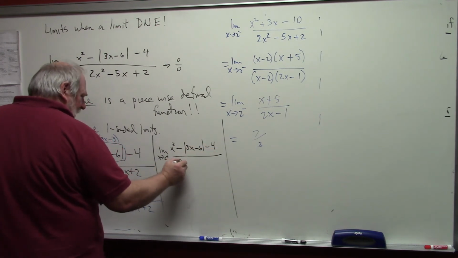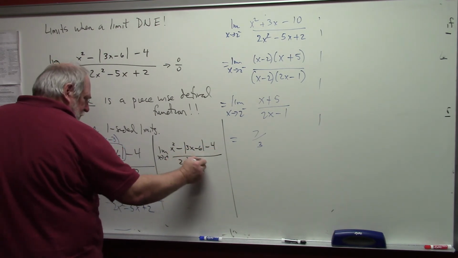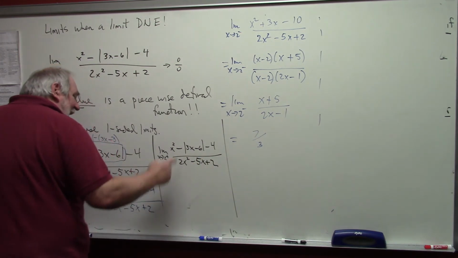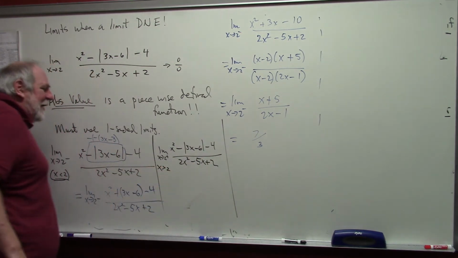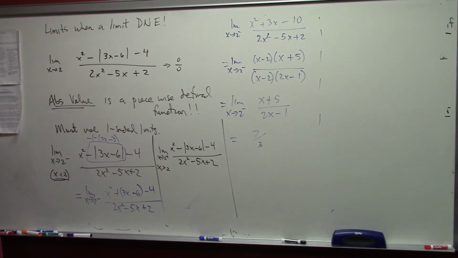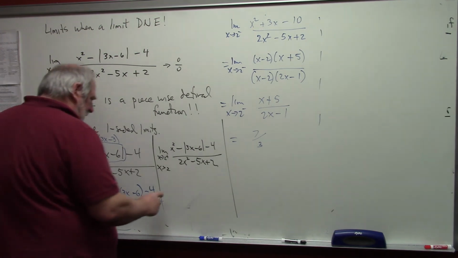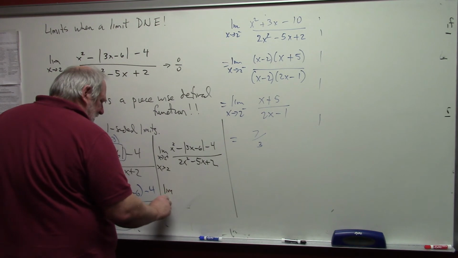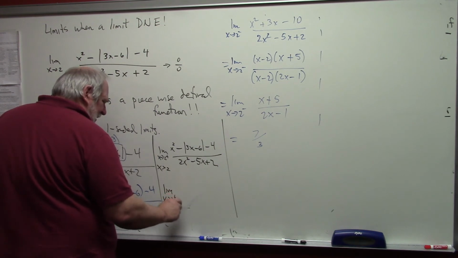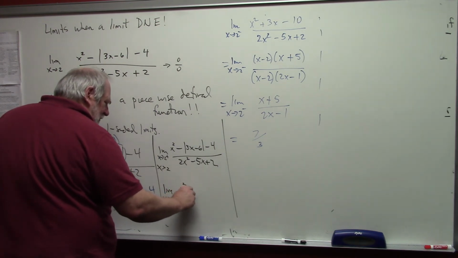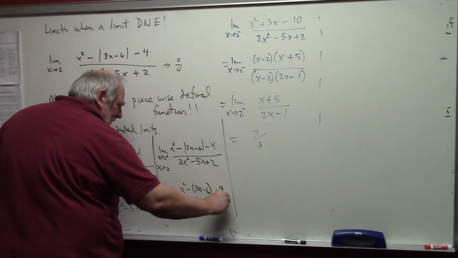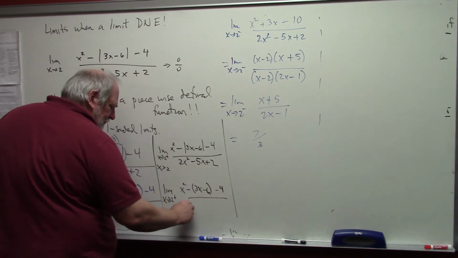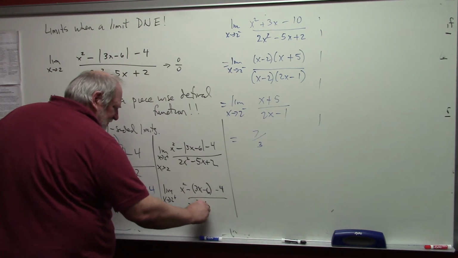I'm just going to recopy that. And now, since x is greater than 2, the absolute value, what's inside the absolute value, is itself. And so this becomes the limit as x approaches 2 from the right of x squared minus 3x minus 6 minus 4 over 2x squared minus 5x plus 2.